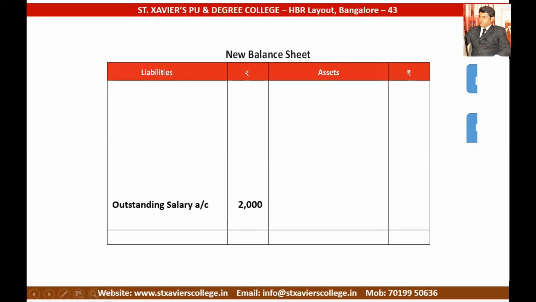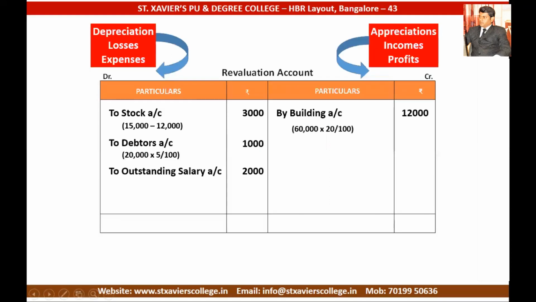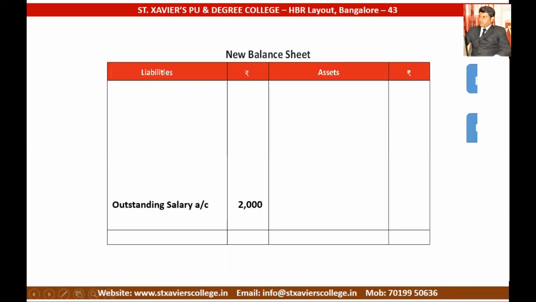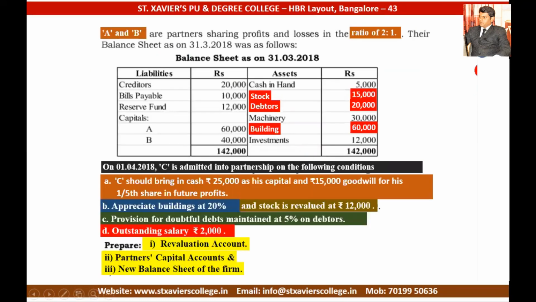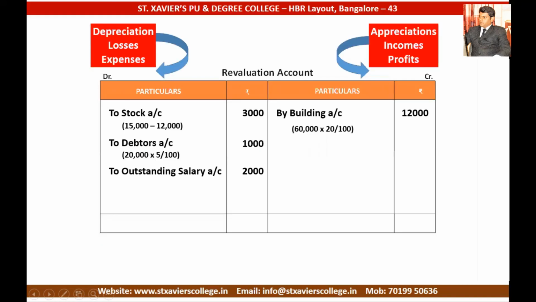First, I need to show under revaluation account as a loss. Again, under balance sheet, I need to show as a liability. So we finished all the adjustments. Now we'll come back to the balance sheet and see how the other adjustments will be treated. Before that, let us finish the revaluation account and come back.